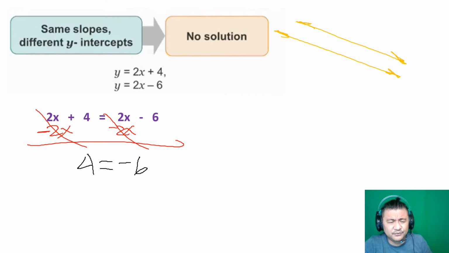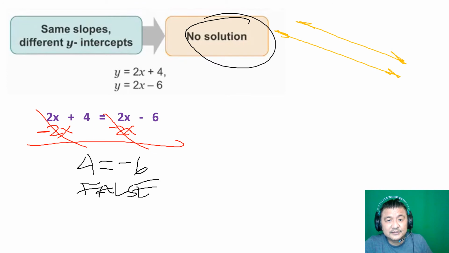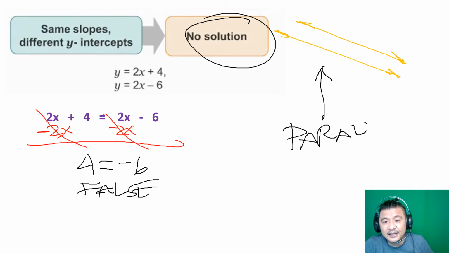Is this a true or a false statement? That's false. It can never happen. All right? So, what can you say? If your x disappeared and the left is different from the right, you could say there is no solution. That means what? The lines are parallel. Parallel.